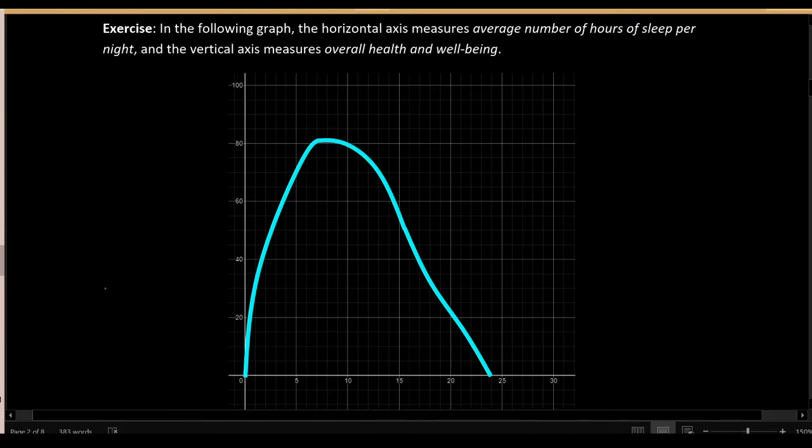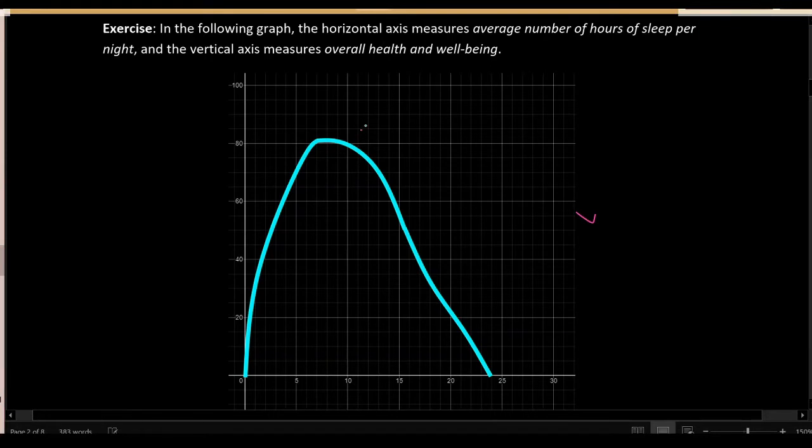So just to set the stage here, suppose that some psychologist or sociologist has done some study and they found that there is a graphical relationship between a person's overall health and well-being, as measured against the number of hours of sleep they get each night. If a person is getting no hours of sleep each night, they are basically deceased. 0 overall health and well-being. Likewise, if they're getting 24 hours of sleep per day.